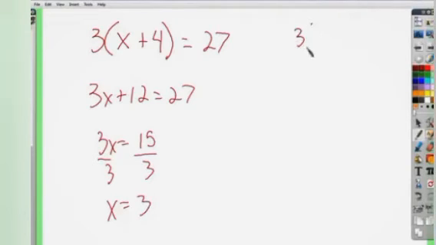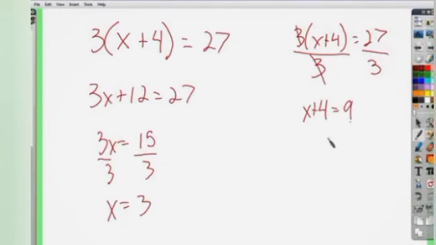Okay, let's do it this other way, where we divide by 3 at the beginning. x plus 4 equals 9. x equals 9 minus 4, which is 5. We got 3 times something, just like we have 3 times x, so we divide by 3. 3 times parentheses, divide by 3, same thing.